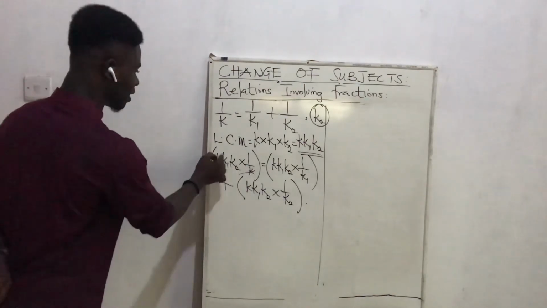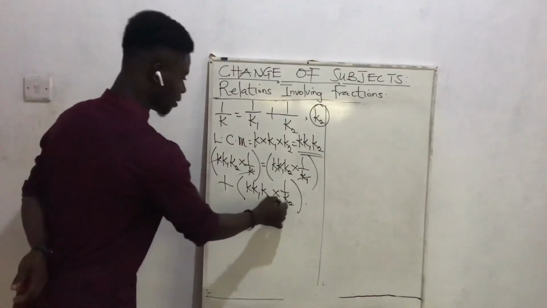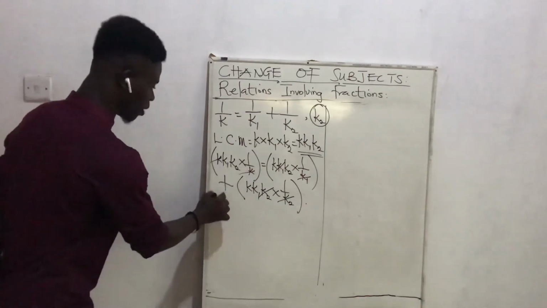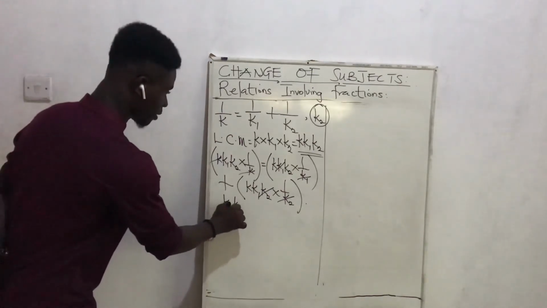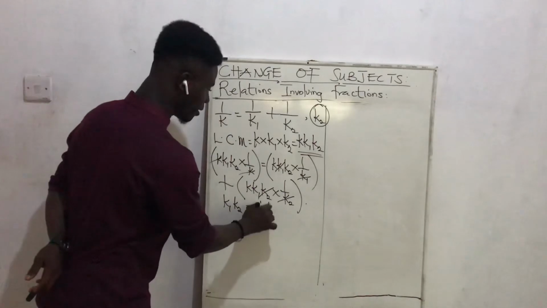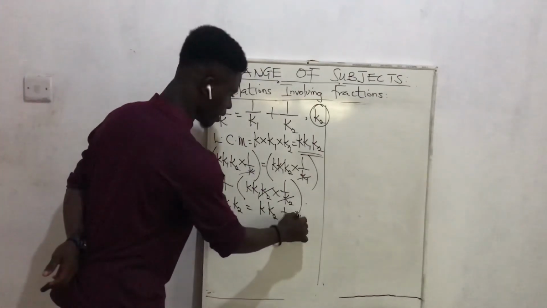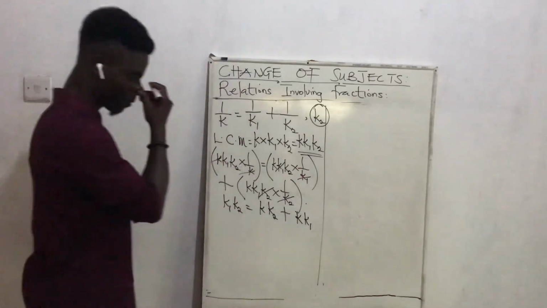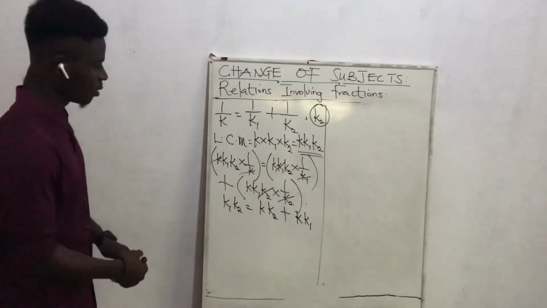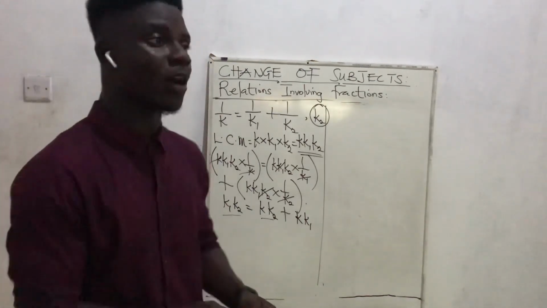So this K cancels what? K. K1 cancels K1, K2 cancels what? K2. So I have K1 K2 times 1, which is K1 K2, equals K2 multiplied by 1, which is K2, then plus K1. So now we are making what? K2 the subject. So now we have K2 here, then K2 there. What do we do?